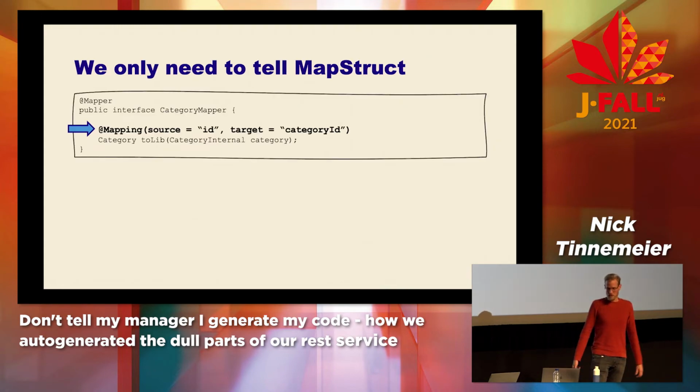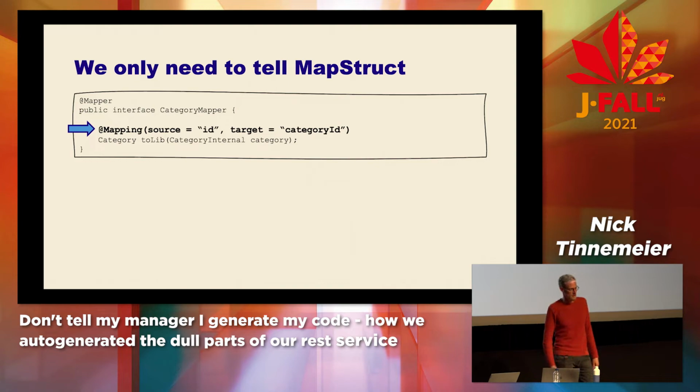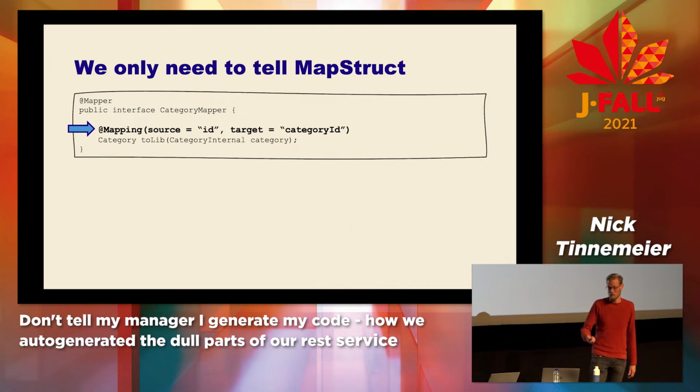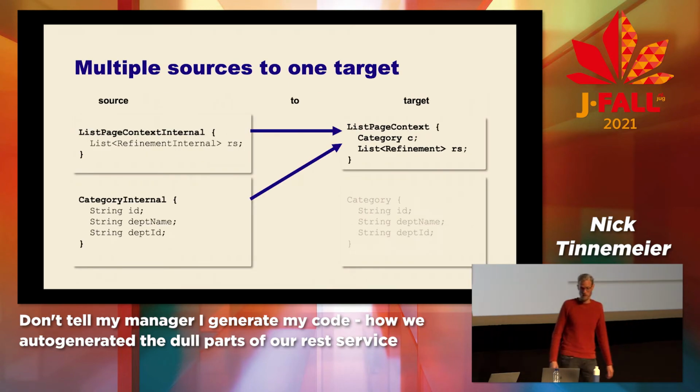Well, in that case you only need to tell MapStruct. You just need another annotation to tell that the ID needs to be mapped onto the target category ID. So if you have a lot of domain objects which do have different fields, you end up writing a lot of those mapping annotations, and then you might as well write them yourself. But for us it works because the models are almost identical, almost.